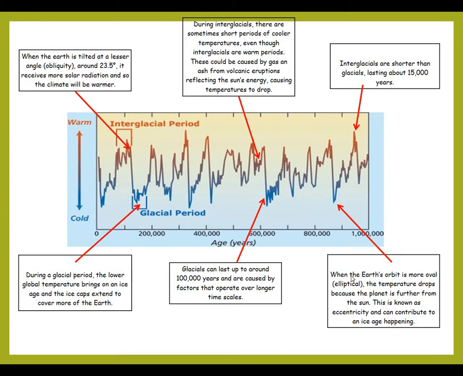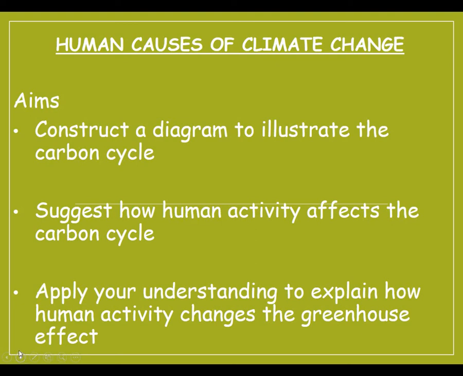Okay, so just check your graph from last lesson and see that it lines up with what I've got here. So those are the natural causes of climate change, those three things: sunspots, volcanic eruptions, and the three changes in the Earth's orbit. What we're going to move on to today, of course, is mostly what we talk about recently, which is human causes of climate change.